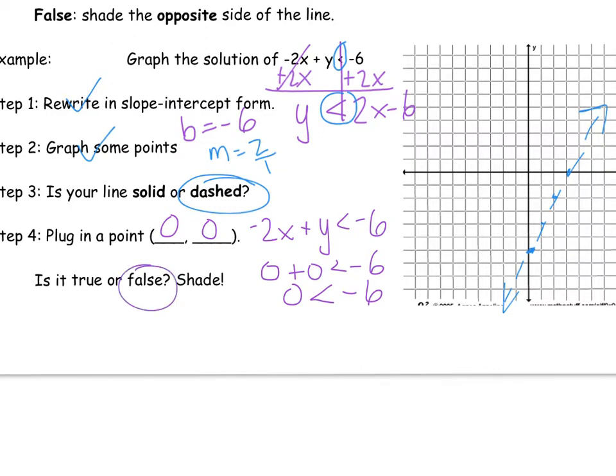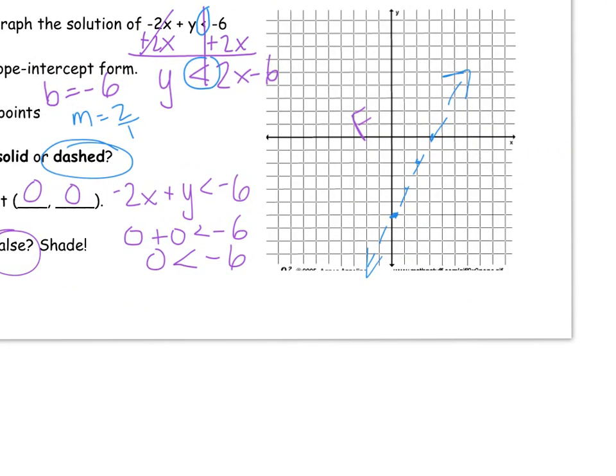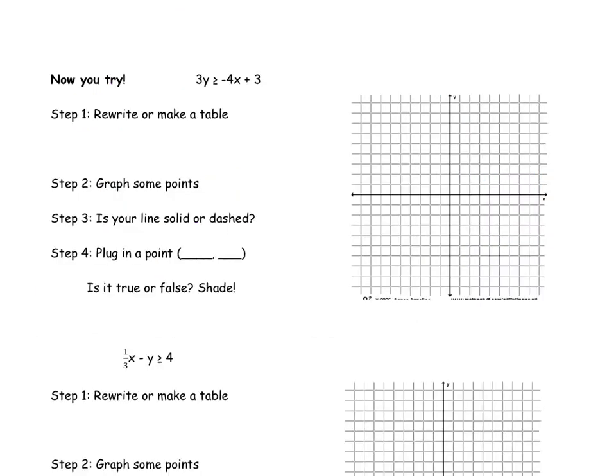So since this side was false, we're going to shade the other side. Okay? So shade over here. Since this was the false side, shade over there. And then I'm going to erase. Erase that. Apparently not. Okay, never mind. Not going to erase it. Okay, rolling on. I know this is a little bit longer, but I'm trying to make sure what's going on.